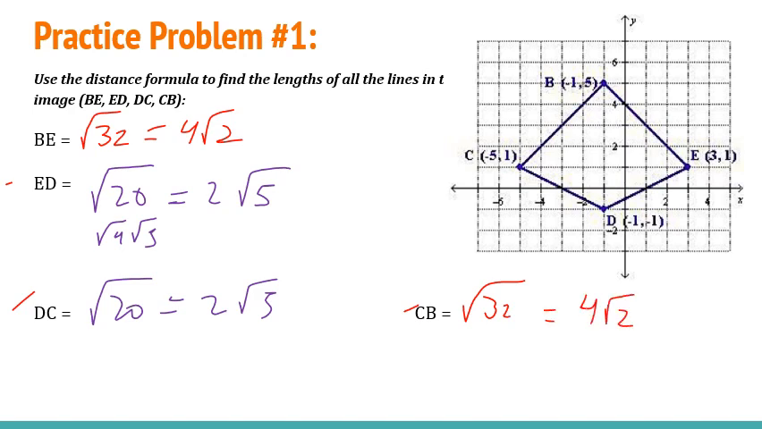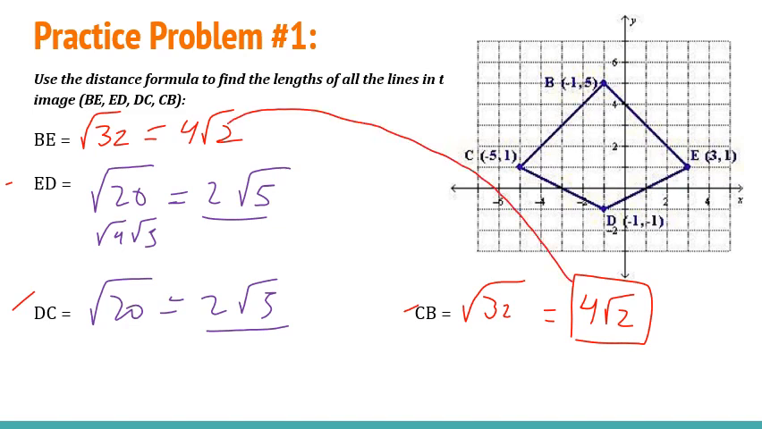If you didn't get those answers, you probably made a small math error somewhere. You probably forgot a negative or squared incorrectly. So go back and check your work there if you didn't get those answers. But you'll notice that these two should be the same because those lines have the exact same dimensions, and then these two lines should also be the same.